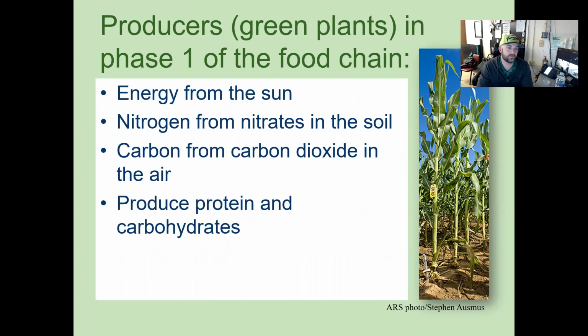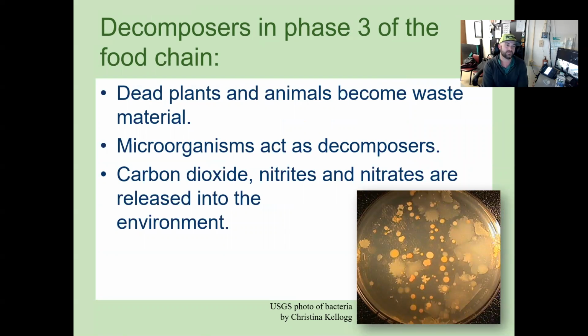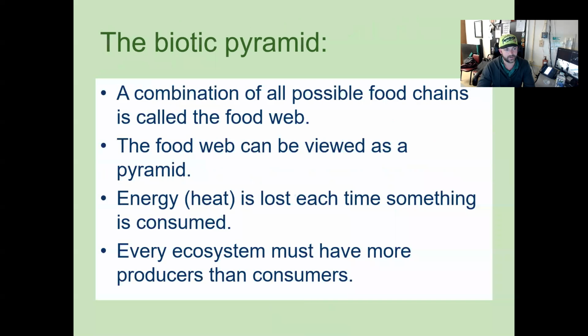Producers in phase one of the food chain use energy from the sun, nitrogen from nitrates in the soil, and carbon from carbon dioxide in the air to produce protein and carbohydrates. Consumers in phase two of the food chain: plants are eaten by consumer animals, fish, or other organisms. Plant eaters are eaten by meat-eating animals, and eggs and milk are used by predator animals. Decomposers in phase three of the food chain: dead plants and animals become waste material. Microorganisms act as decomposers. Carbon dioxide, nitrites and nitrates are released into the environment.